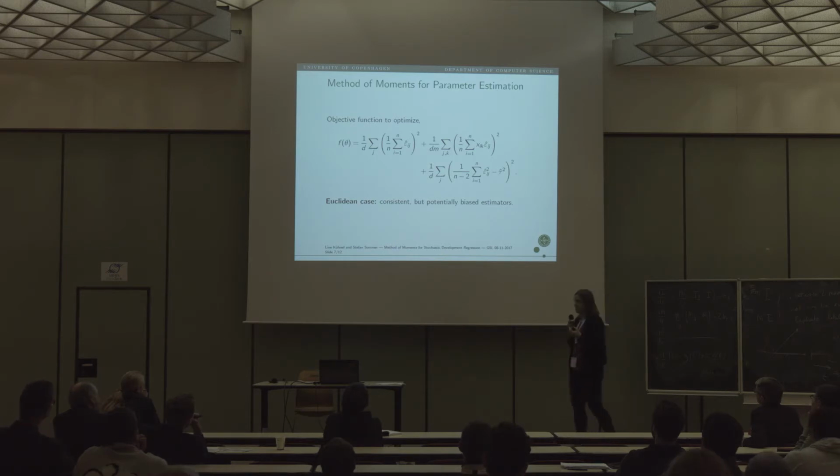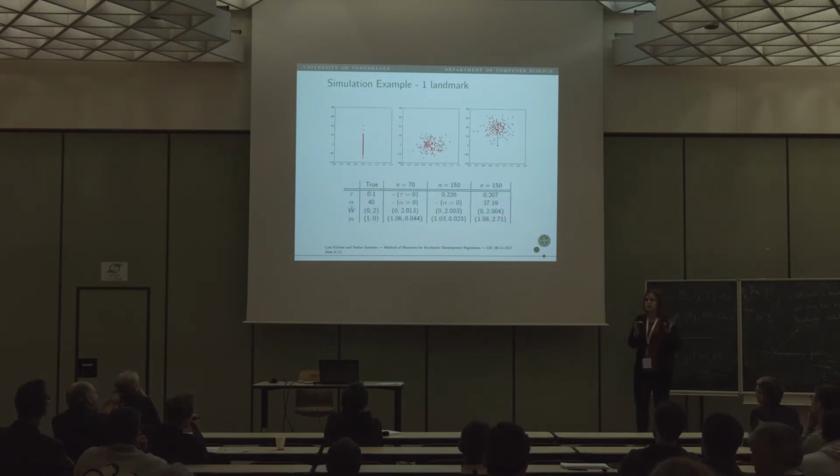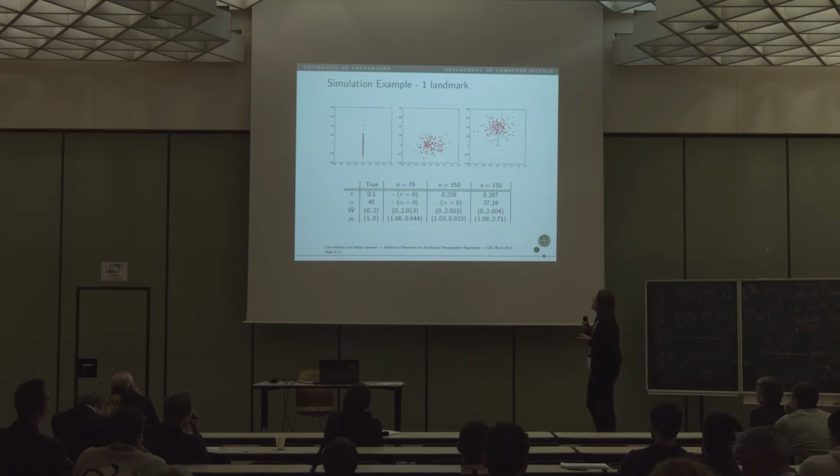Okay, so in a Euclidean case, we know that method of moments provides consistent but potentially biased parameters. So in order to see whether this is the case in my procedure here, I did some experiments on just one landmark. So in these examples I will show here, I have a manifold of landmarks, which is defined in the LDDMM case that Alain was introducing earlier. So here I've done some for just one landmark, meaning that we are in a totally Euclidean space, so everything should work here.